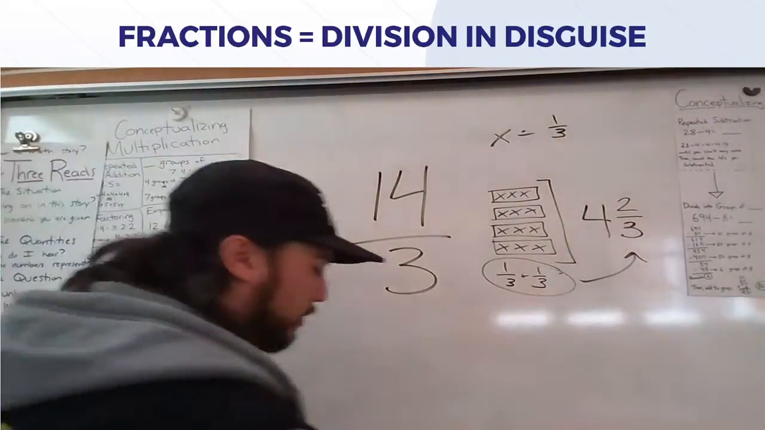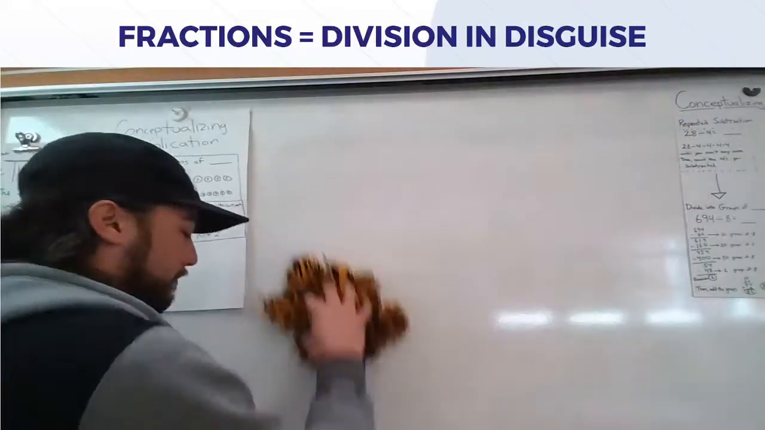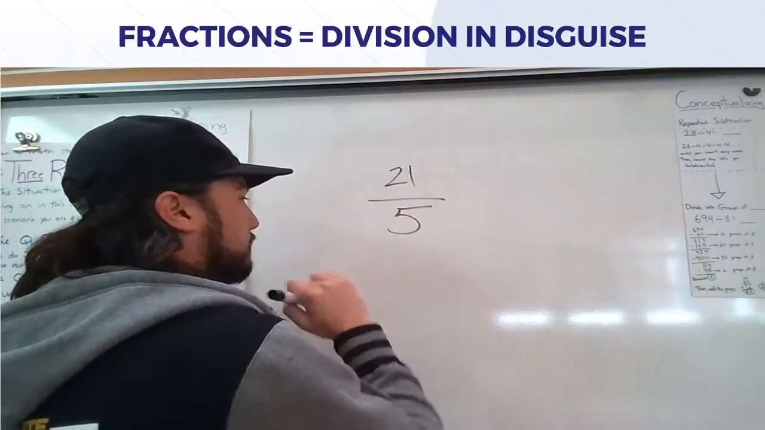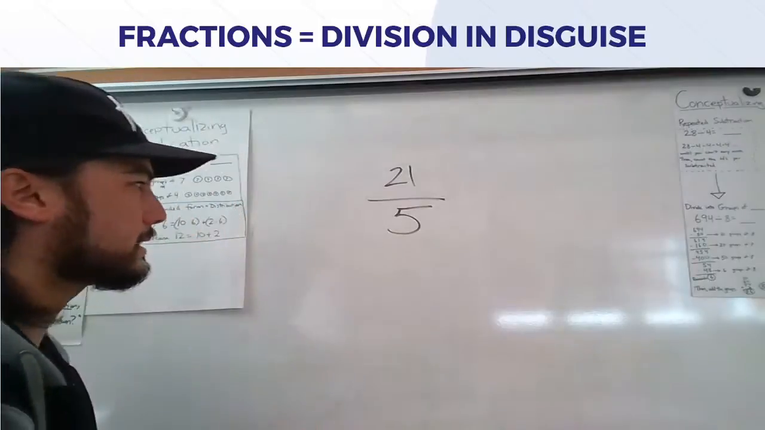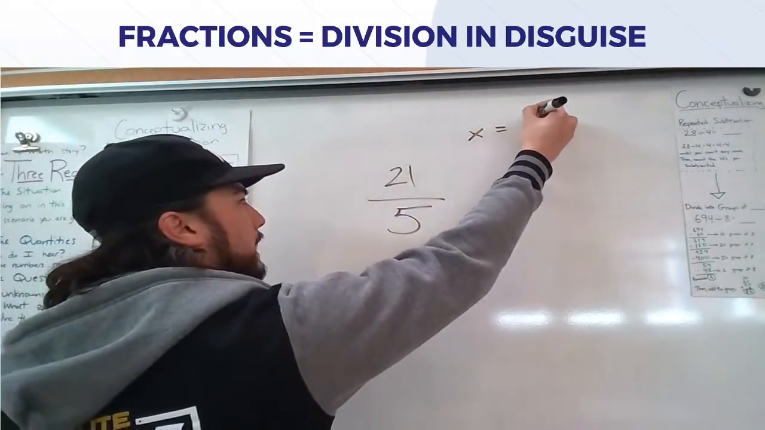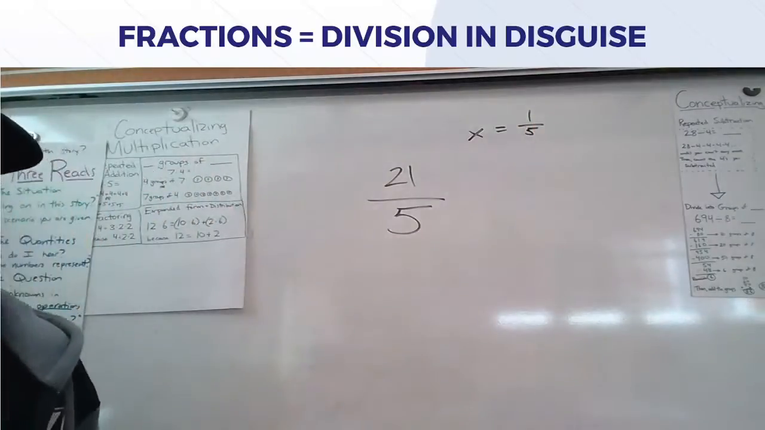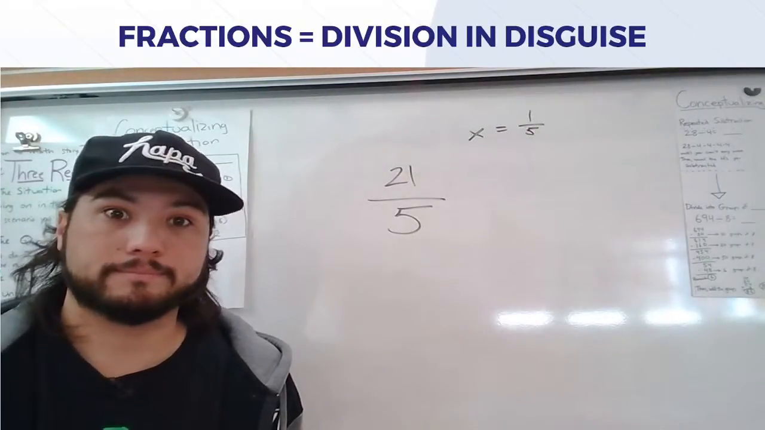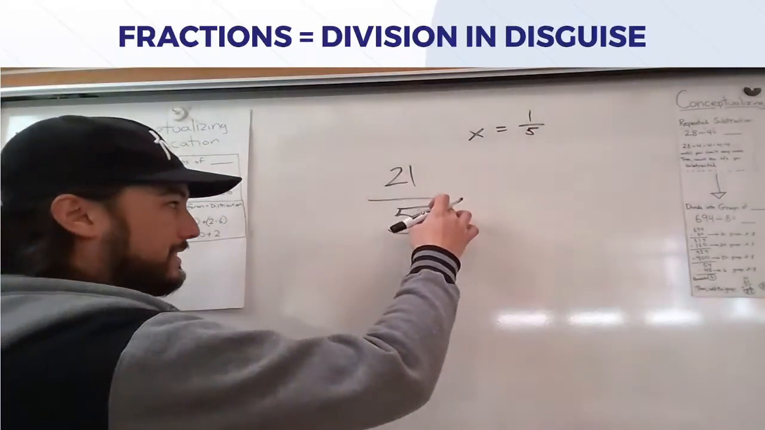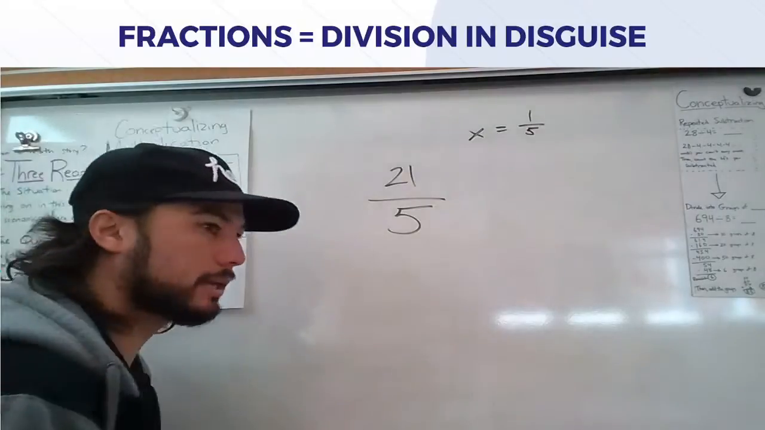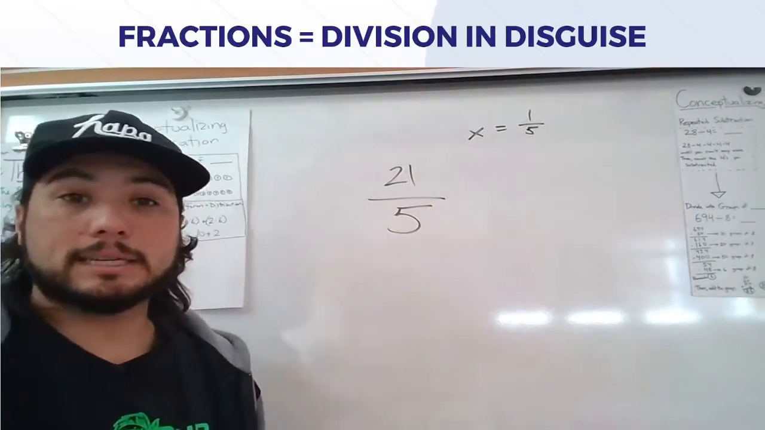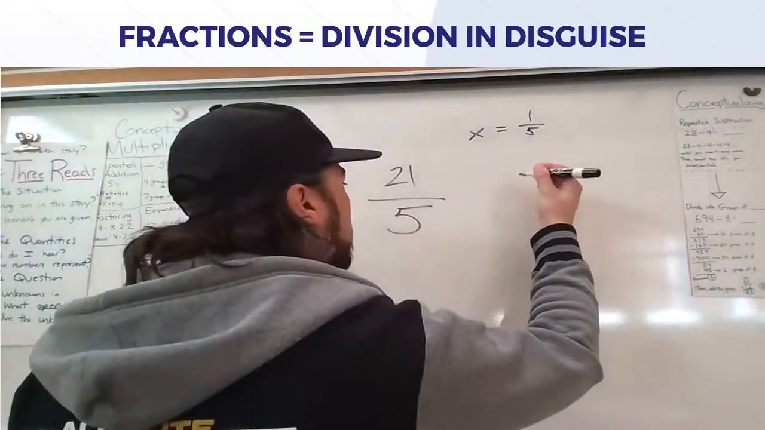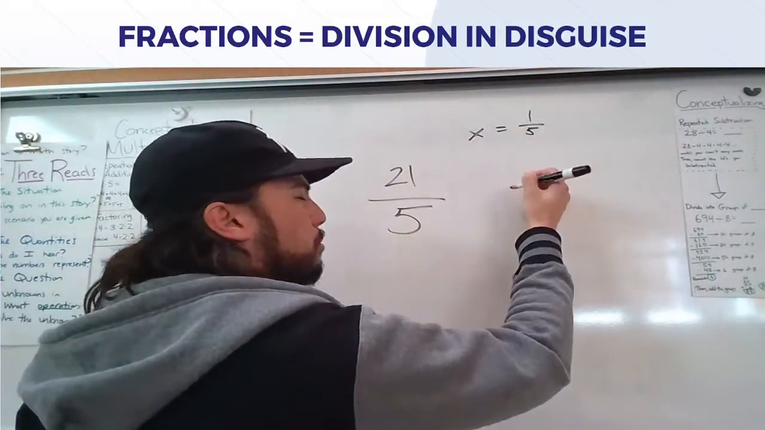Let's try one different one here with a different denominator. Let's try 21 fifths. In this case, if I am making my X equal to 1 fifth, how many of those X's are going to fit in one whole unit? How many fifths equal 1? Yeah, 5. When the numerator and denominator are the same, you've got 1. It's like cutting a pizza into 5 slices and eating all 5 slices. You've eaten 5 fifths of the pizza, or the whole thing. I bet you're full. So let's count out 21, and we'll put them in groups of 5.